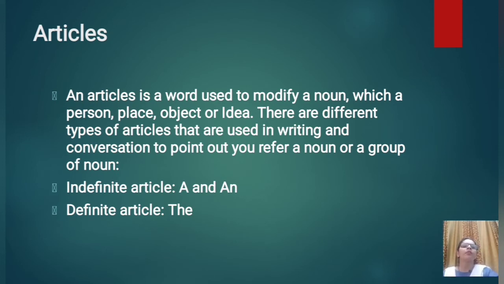Okay, there are 2 types of articles: indefinite article and definite article. Indefinite articles are A and AN. Next, the is a definite article, which we use when we refer to a particular thing.